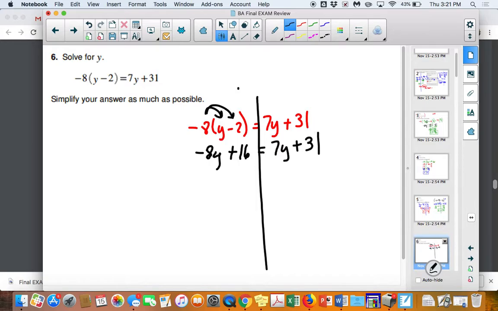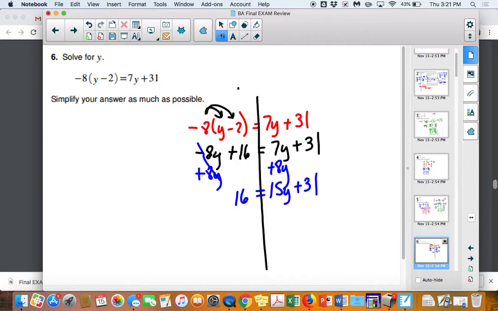Alright, now you want to get your letters on one side and your numbers on the other. It doesn't matter which one's which. I personally like to move my small letter, and negative ones are smaller. So I'm going to add 8y to both sides. It doesn't matter if you'd move the 7, it's all good. But I would move my letters first. Those are gone. That leaves 16 equals 15y plus 31.